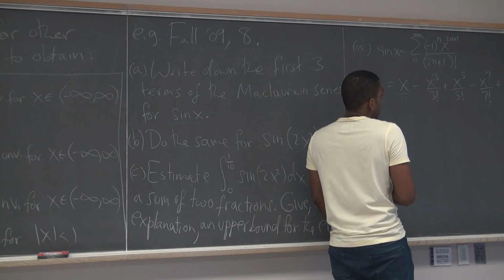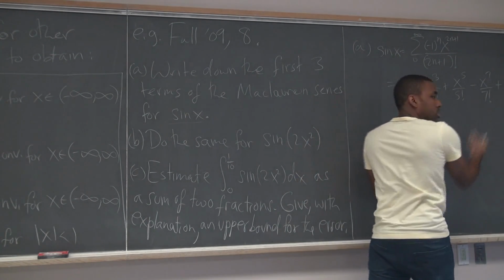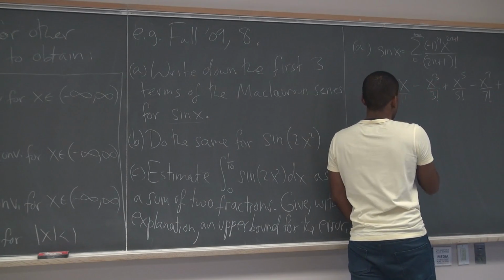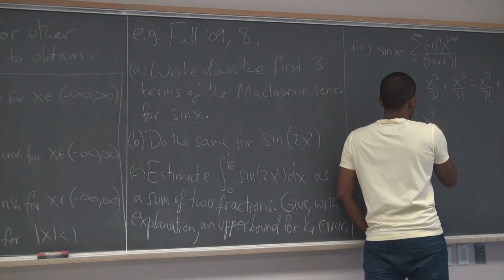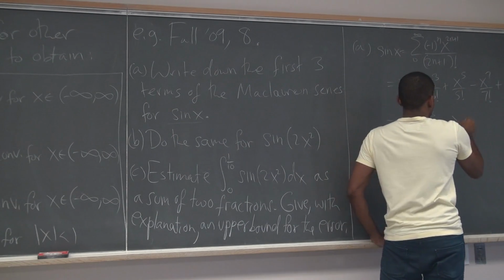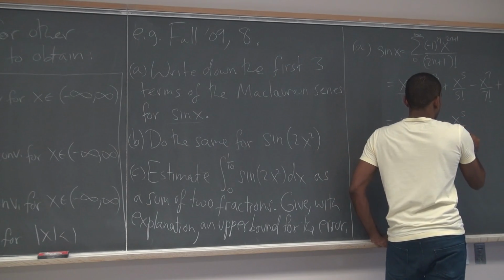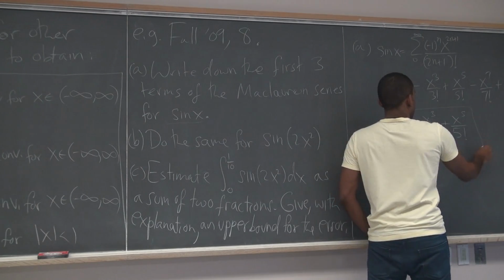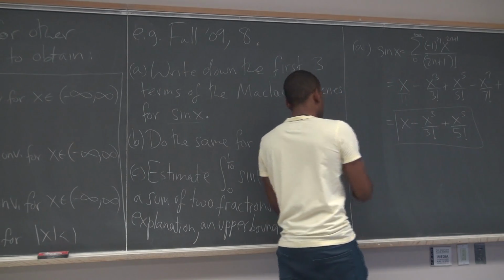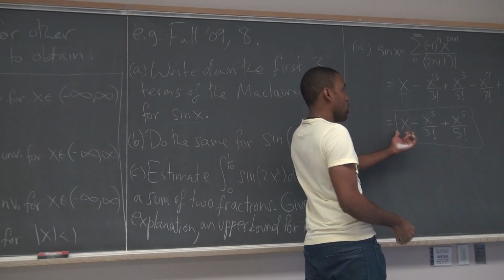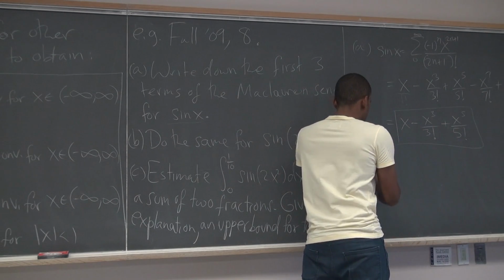So when they said just write down the first 3, I just wanted to continue the pattern so we see it. So your answer to this would just be x minus x cubed over 3 factorial plus x to the 5th over 5 factorial. Right, you just write that down as the answer. Part B. Once you know part A, part B is also not bad.